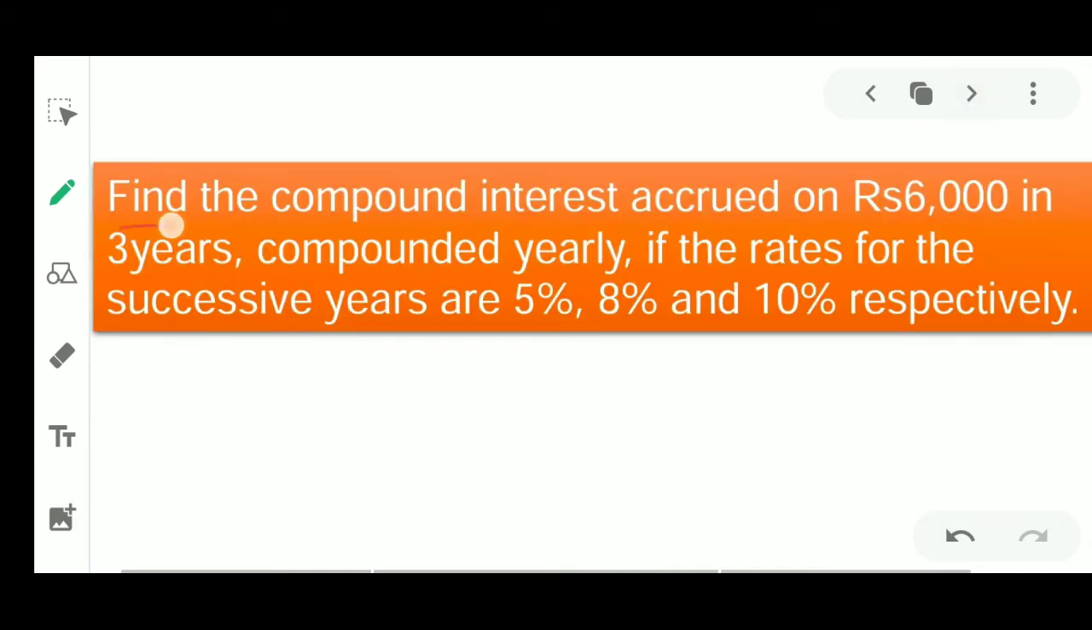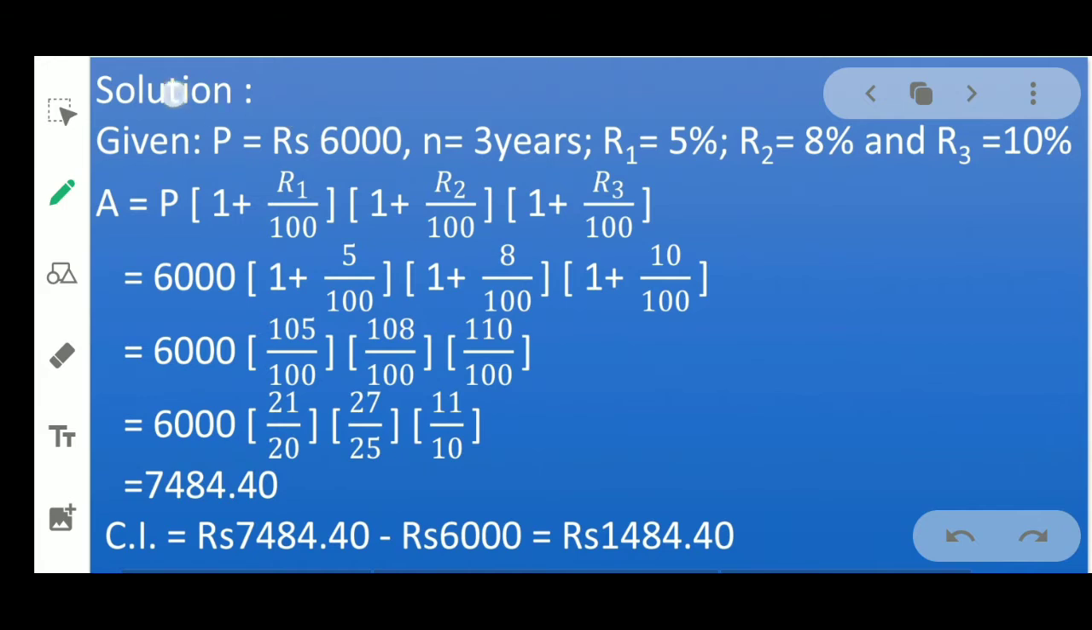Here is the example. Find the compound interest accrued on 6,000 in 3 years, compounded yearly, if the rates for the successive years are 5%, 8%, 10% respectively. So first you have to write down the data which is given in the question. It is P equal to 6,000 and N, that is time, equal to 3 years. Rate percent for first year is 5%, rate percent for second year is 8%, and for third year it is 10%. That is given in the question.